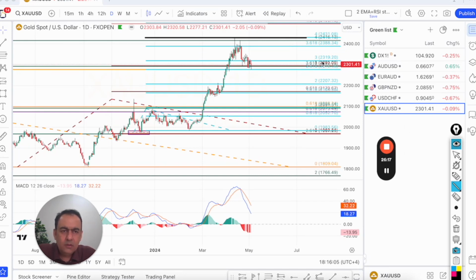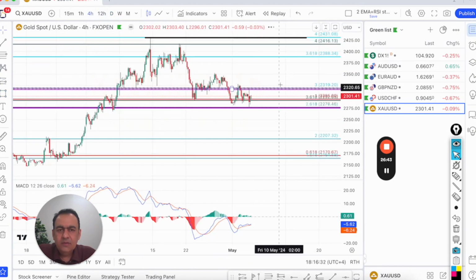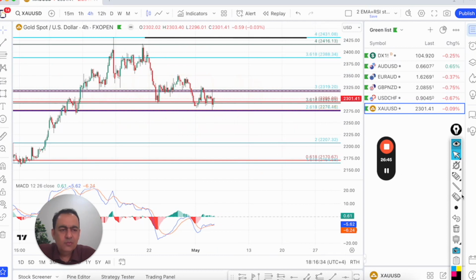So 2319 is right now playing as major resistance, and 2275 to 2280 is right now playing as major support. So I'm going to highlight these two price levels, resistance and support. Currently on lower time frame basis, you can see that gold is range bound.